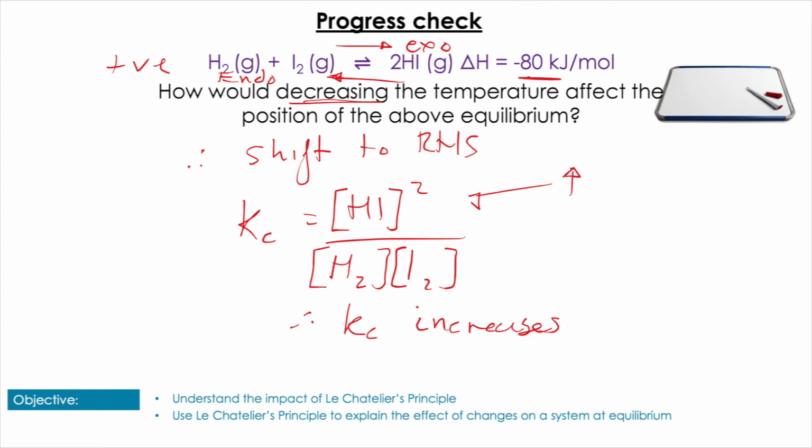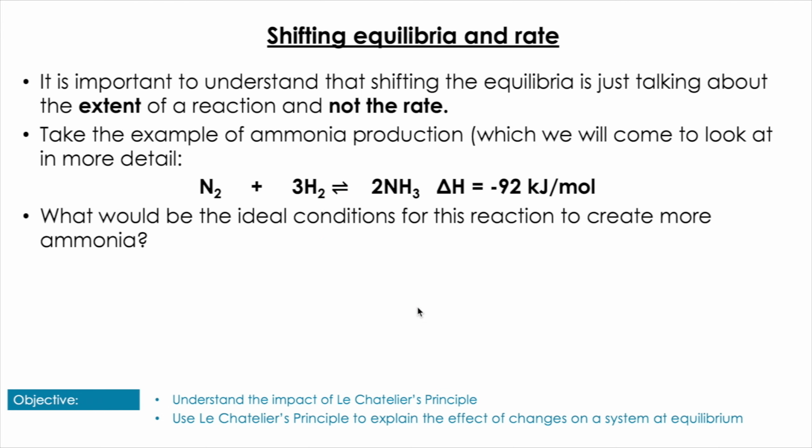So I want to try and link the idea of our rate unit with this unit and think about what it means to shift the equilibria and rate. So rate and extent are not the same thing. Let's have a look at an example of what the ideal conditions for this reaction to produce ammonia might be. To illustrate, we've got 4 moles of gas on the left-hand side, 2 moles of gas on the right-hand side, and the forward reaction is exothermic.